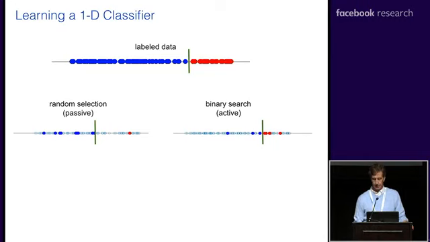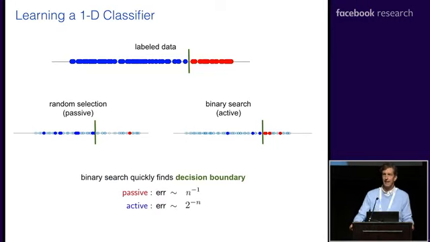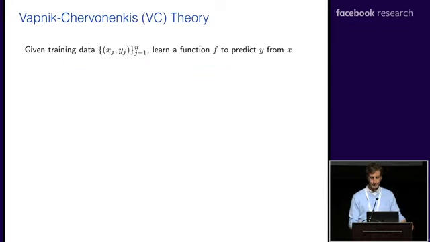And in fact, just a little back of the envelope math shows you that the error of the passive learning method goes down like 1 over n, where n is the number of samples you've collected, versus the active method, binary search, is going down like 2 to the minus n. So we get an exponential speed up in how quickly we can learn from a small set of labeled examples. So this is the classical starting point for trying to understand why active learning could help, and that's binary search.